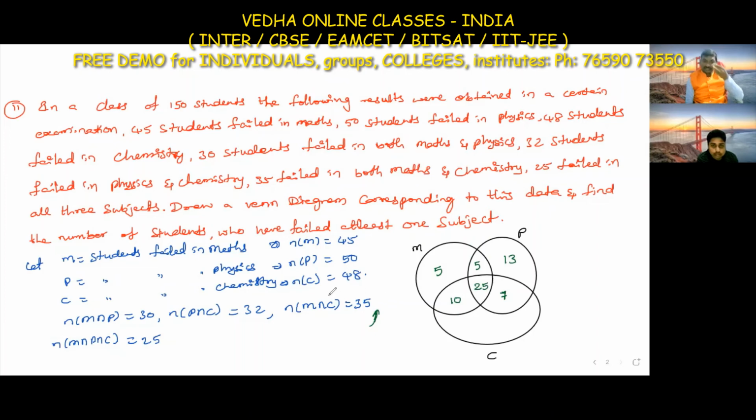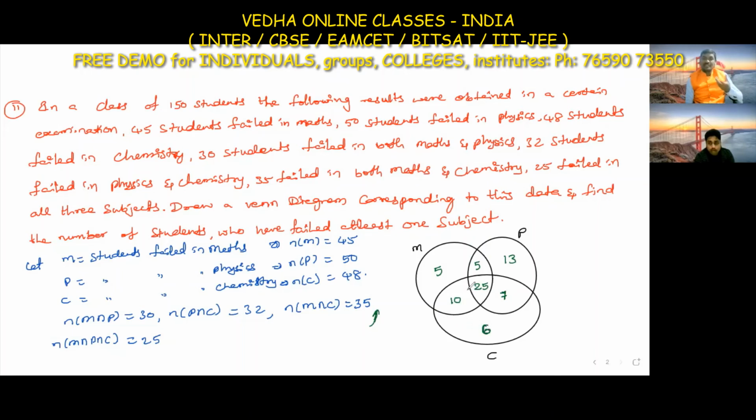Next, chemistry. If you take the chemistry total, 48 students failed in chemistry. In that, already 25, 10, 35, and 7, that is 42 students already failed in a combination of chemistry and other subjects. Remaining, 48 minus 42 means 6. Only 6 students failed in only chemistry.